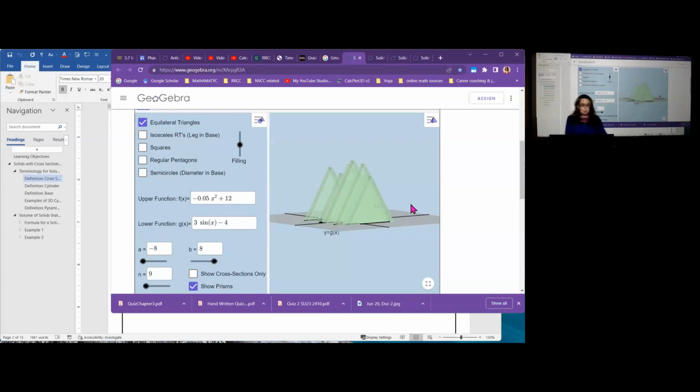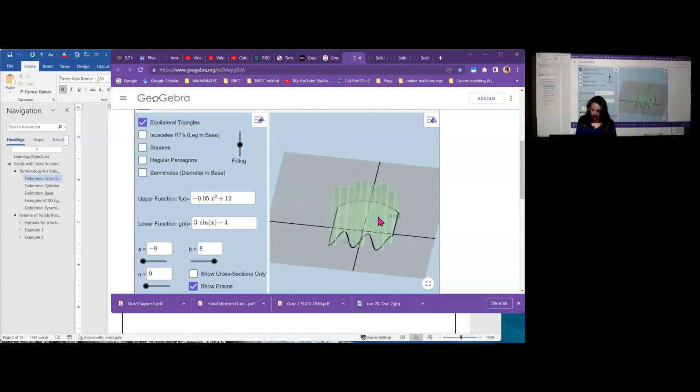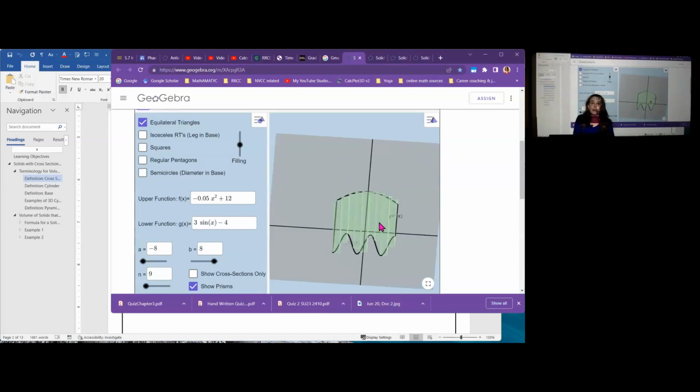To find that, I can again rotate it so that I can see that one side of that slice has an upper value on f of x and a lower value on g of x. So at this x coordinate, f of x minus g of x gives me the length of that side. And since I know it's an equilateral triangle, I know the angles are all 60 degrees, and I can use trigonometry to find the height. That will give me the area of one slice.